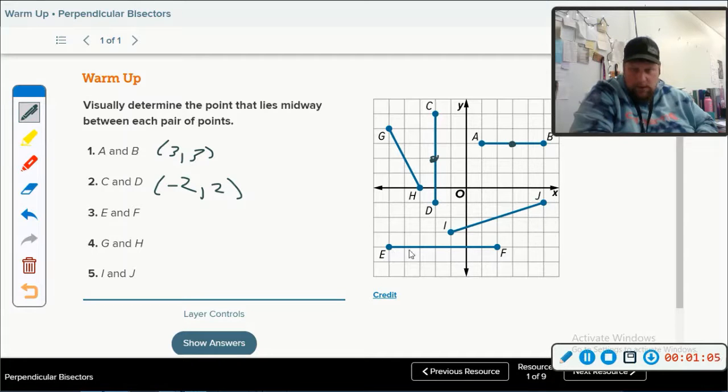EF, this looks like it's in the middle right here. And that is the point, -2, -1, 2, 3, 4. So -2, -4. I want you to go through it this quick, y'all. Just getting the coordinates out.